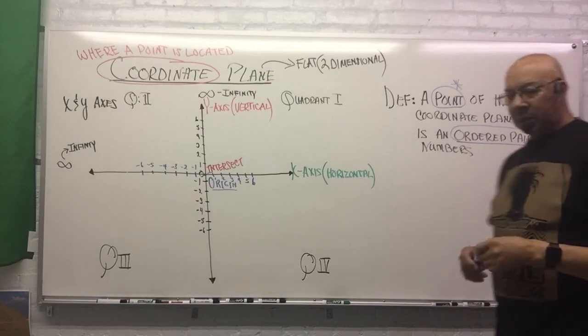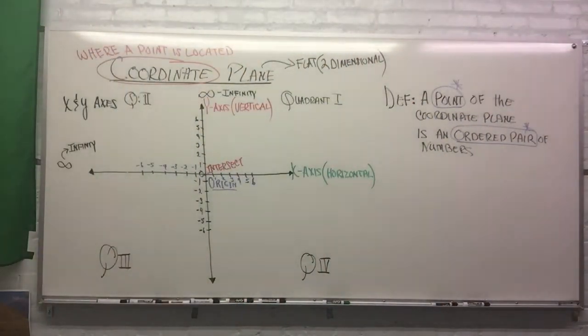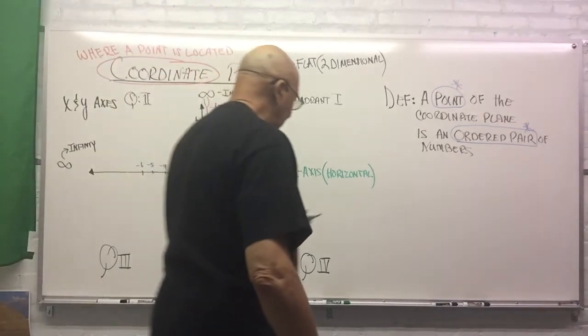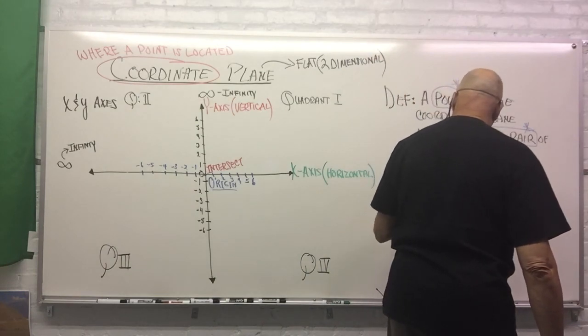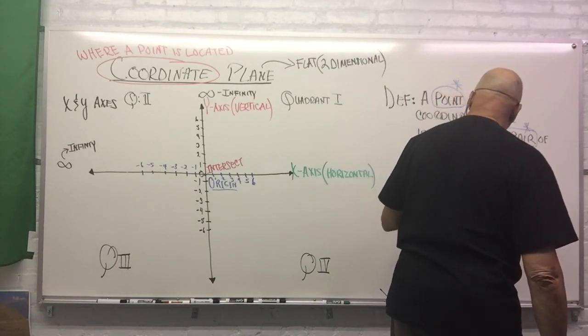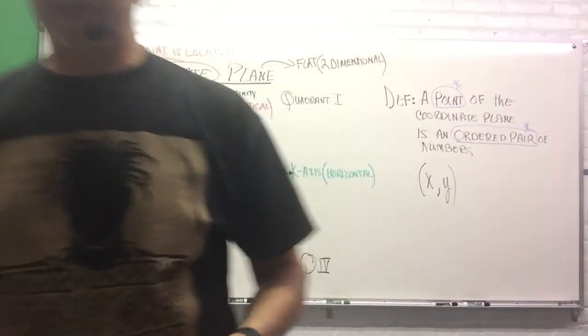So what does this mean? It means that in order to find one point on the coordinate plane, you need to have two, or you need to have an ordered pair. So an ordered pair is an X and a Y. In order for you to find a point.